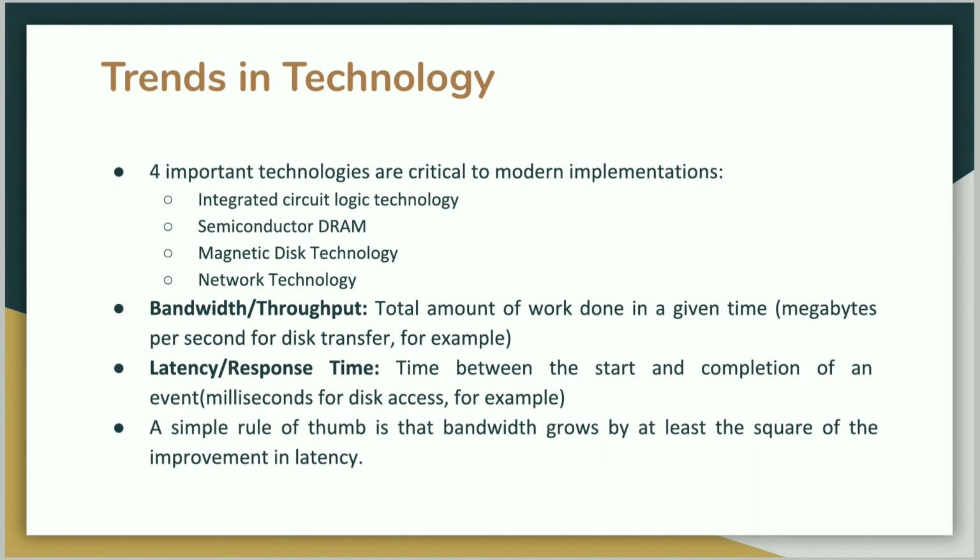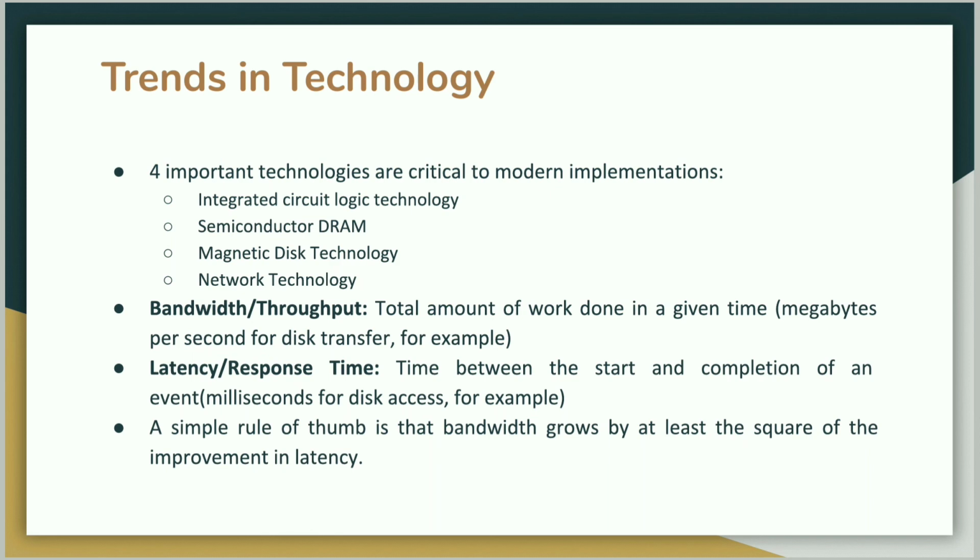Bandwidth or throughput and latency or response time are two terms that you have to understand and know in order to work out some of the numerical problems that are coming up in this particular module. By bandwidth or throughput, we mean the total amount of work done in a given time. It is usually expressed in megabytes per second for disk transfer, for example. Latency and response time, on the other hand, is the time between the start and completion of an event. For example, milliseconds for disk access.